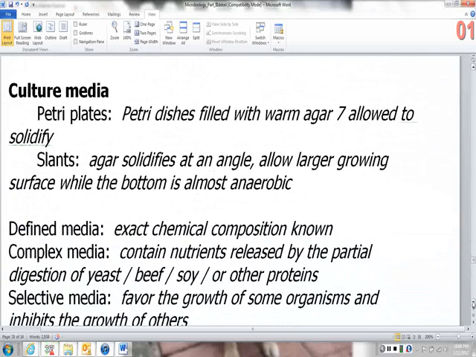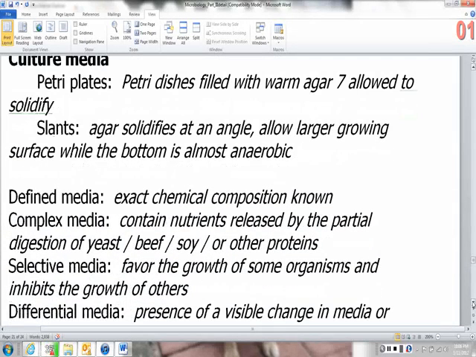The composition of the media can vary. In defined media, the exact chemical composition is known. This is actually quite tedious and expensive, so it is not used all that often. Complex media contains nutrients released by the partial digestion of something like yeast, beef, soy, or another protein. Selective media may be used to favor the growth of some organisms while inhibiting the growth of others.